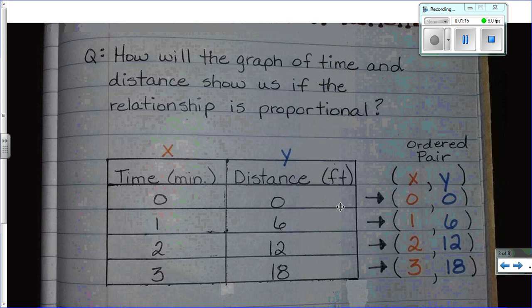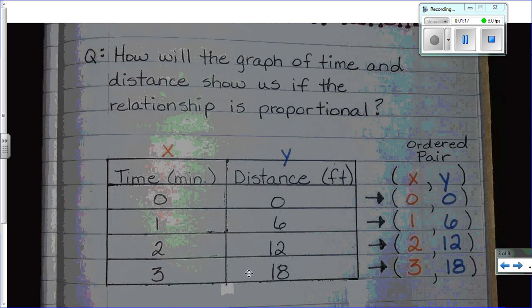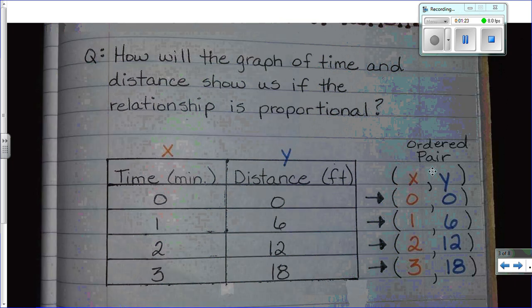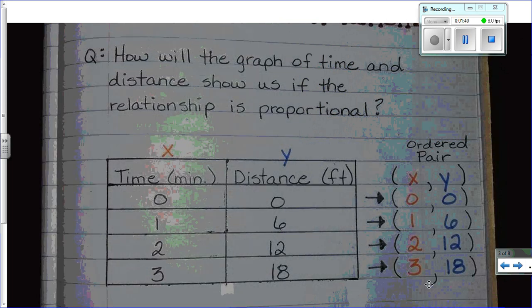Over here on the side, you're going to use the information that's in your tables. All these are ordered pairs that have been placed within a table, but we're going to actually write them in ordered pair form, which is your X value and then your Y. So we're going to take these values, 0 and 0, put them in. On this one, my X value is a 1, so I'm going to place that for the X, and my Y value is a 6, and so on. Go down the table, turning your table into ordered pairs.